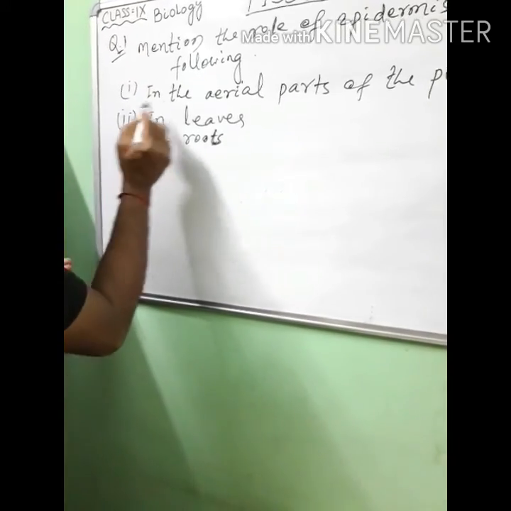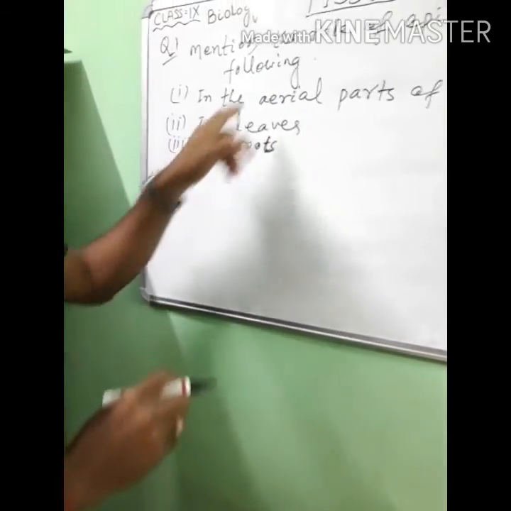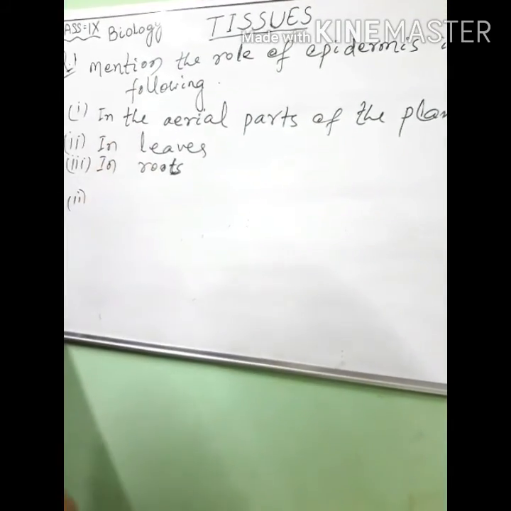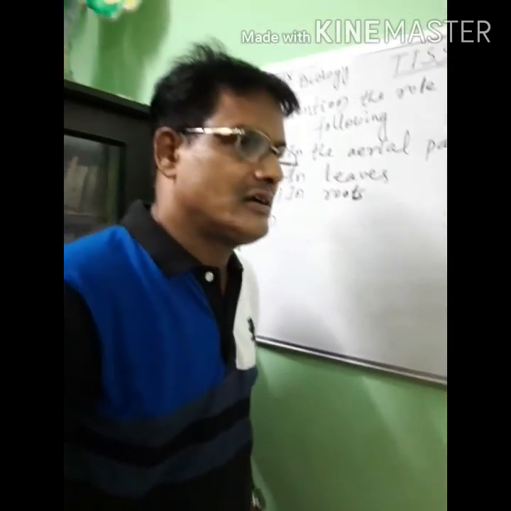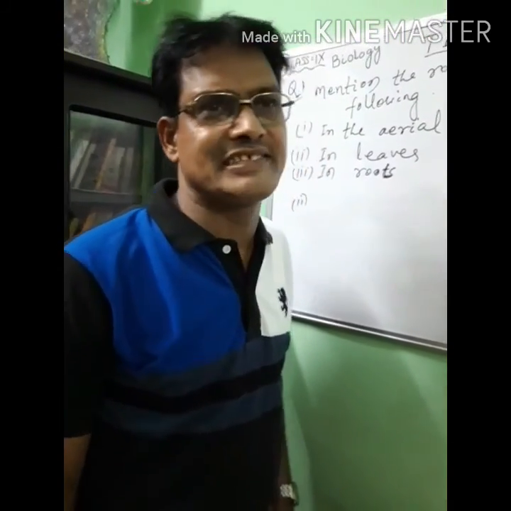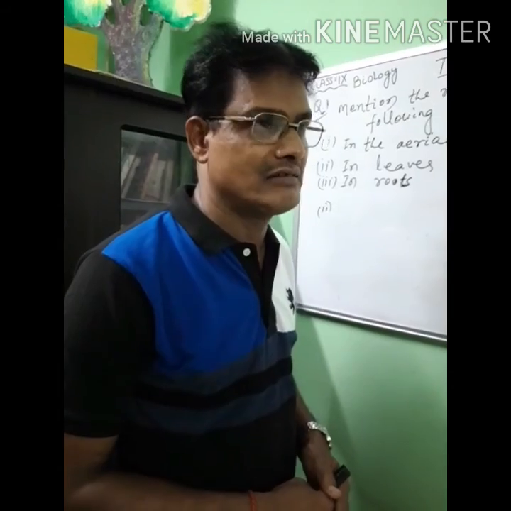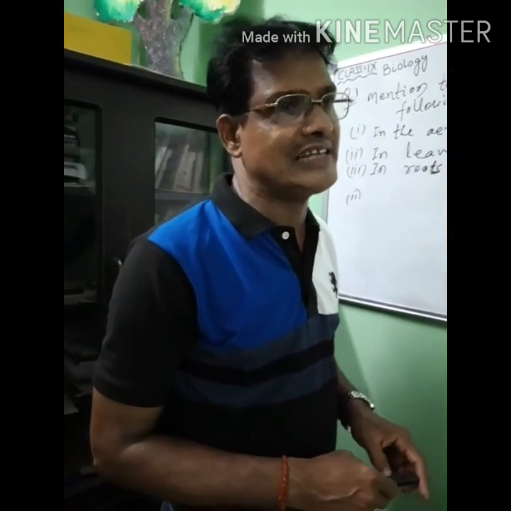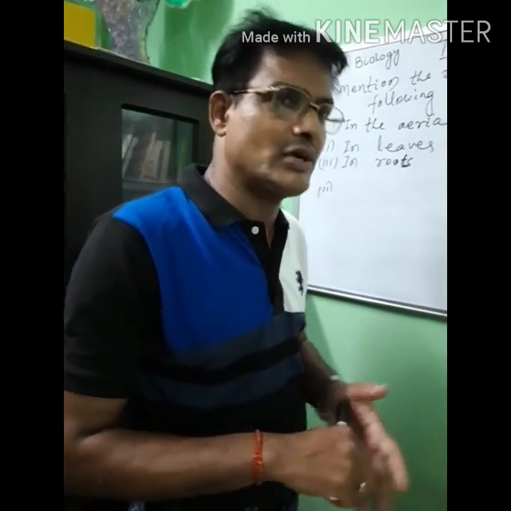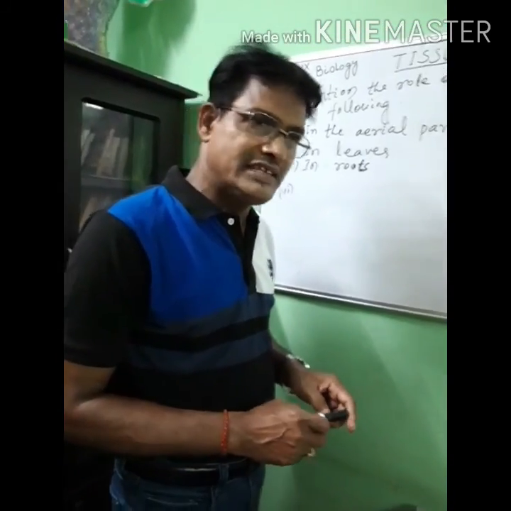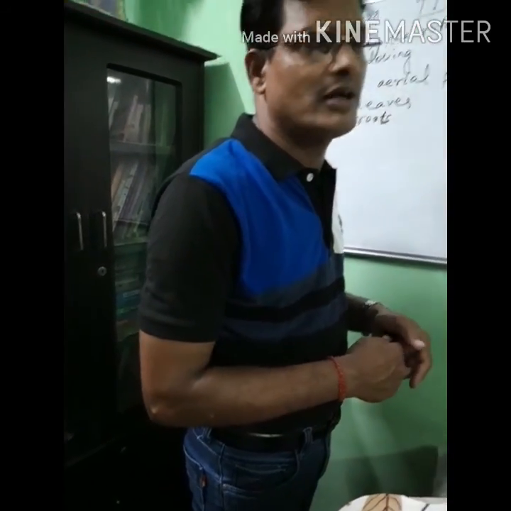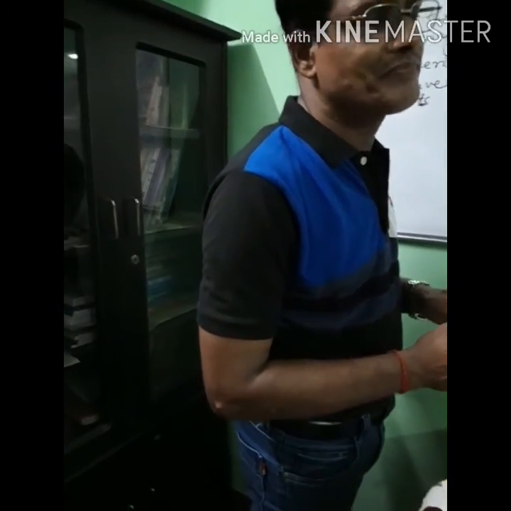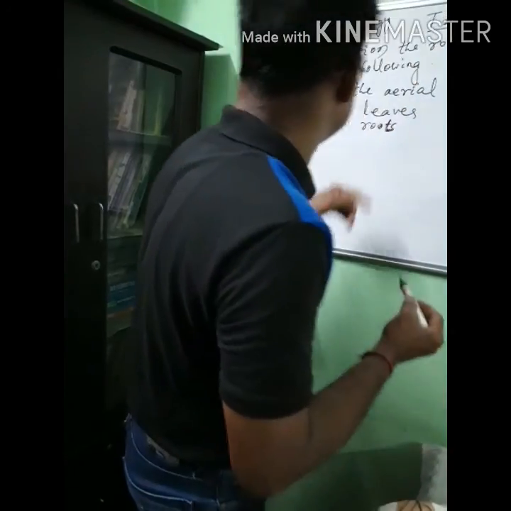So the second one is the role of epidermis in leaves. Epidermis on the surface of leaves contains small pores called stomata, which are responsible for the gaseous exchange and transpiration. Gaseous exchange between oxygen and carbon dioxide. Okay, let us write.